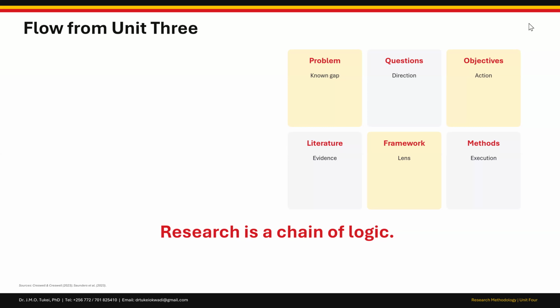So when you talk about a methodology, you ought to understand so many things. That you have a problem, you have a question, you have action, you have to go review the literature, then the framework lens, then the methodology is the expression. This is very key and very important.